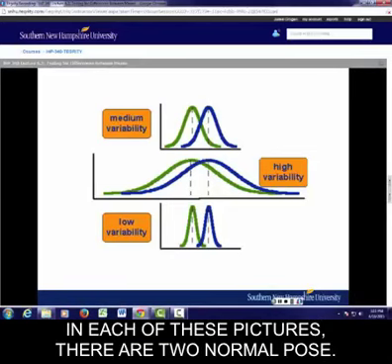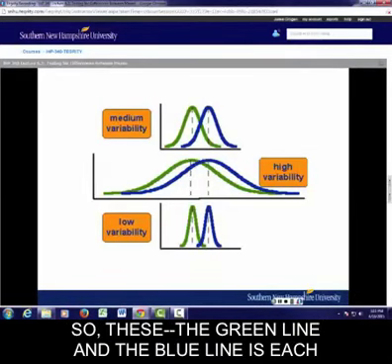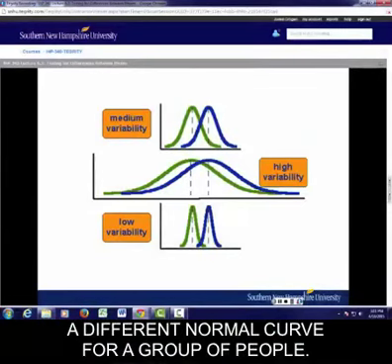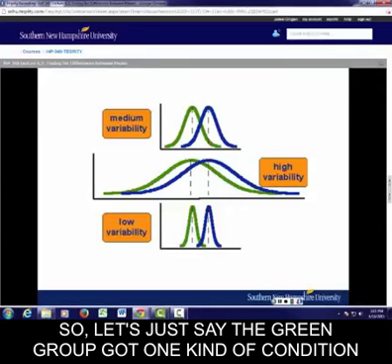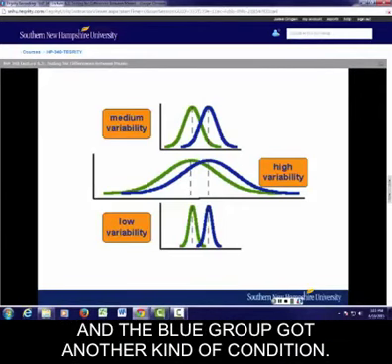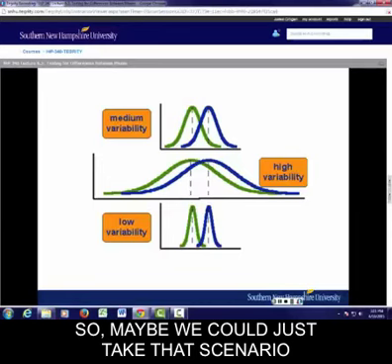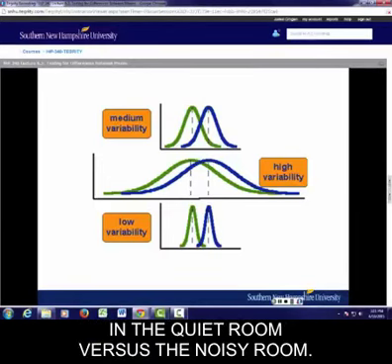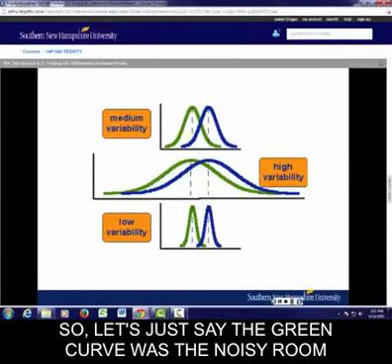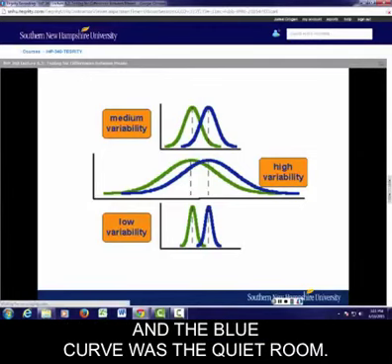In each of these pictures, there are two normal curves. So the green line and the blue line is each a different normal curve for a group of people. And so that's the distribution of two groups of people. So let's just say the green group got one kind of condition and the blue group got another kind of condition. So maybe we could just take that scenario we just talked about of the test taking in the quiet room versus the noisy room. So let's just say the green curve was the noisy room and the blue curve was the quiet room.